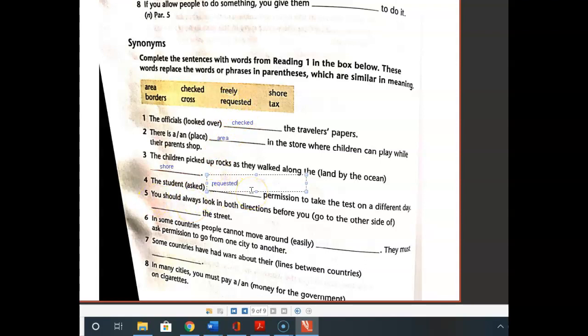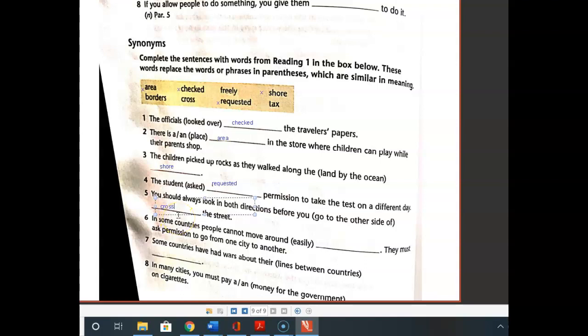You should always look in both directions before you go to the other side of the street. Let's look at the 4 words we haven't used yet. So we already used area, we used checked, we used requested, and we used shore. So sometimes we can just use the process of elimination to try to decide. Before you borders the street? No. Before you cross the street? I think so. Freely the street, tax the street? No. So cross means go to the other side.